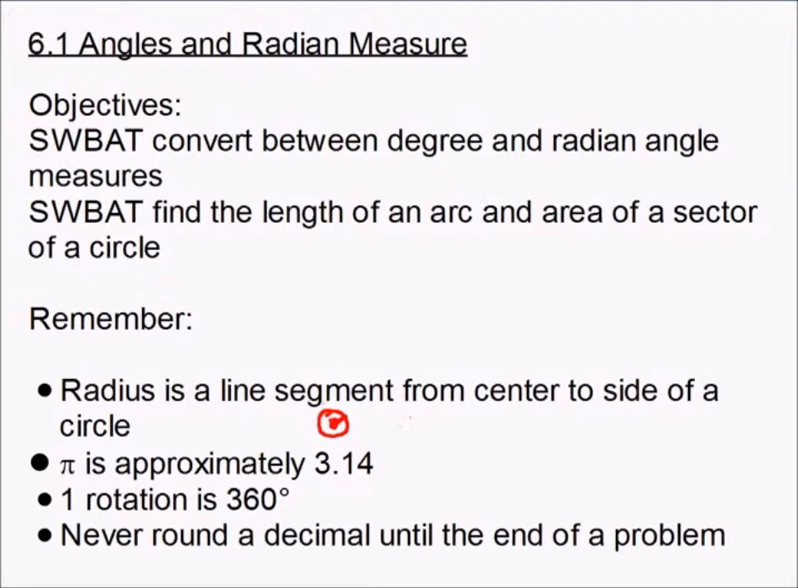When we go around a circle one time, that's 360 degrees. I also want you to know that it is also 2 pi. 360 is 2 pi. This is radian measure, but we can go ahead and get into that later.